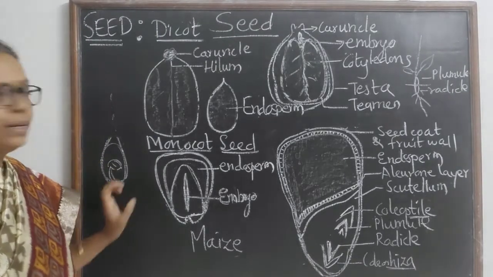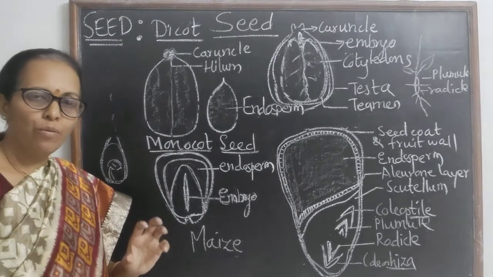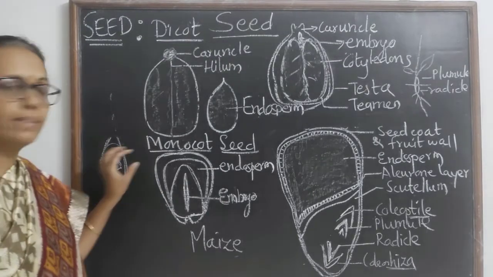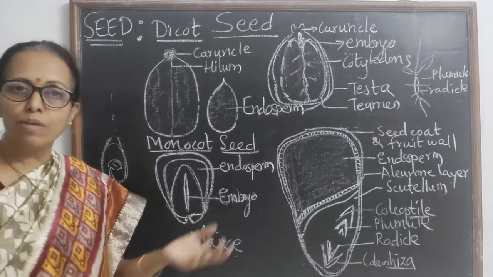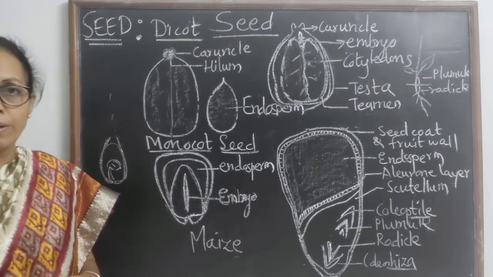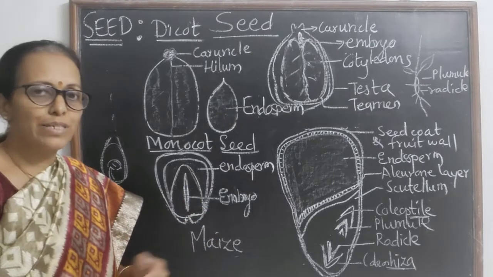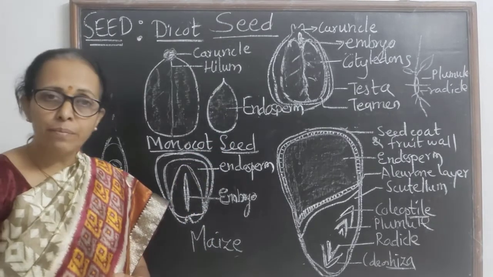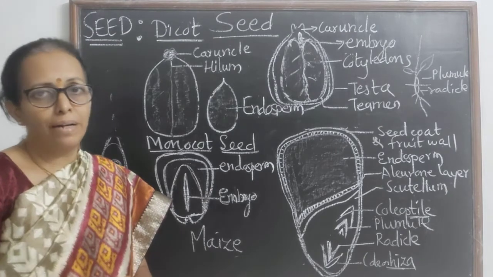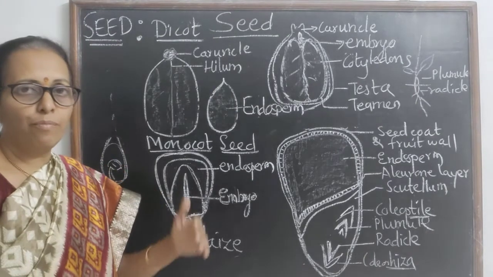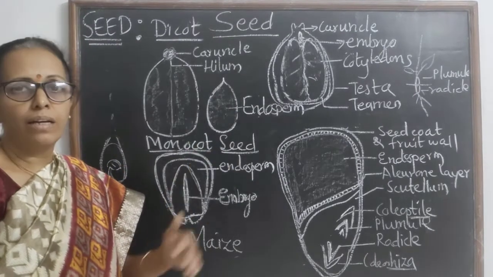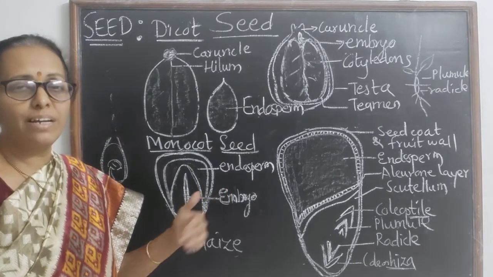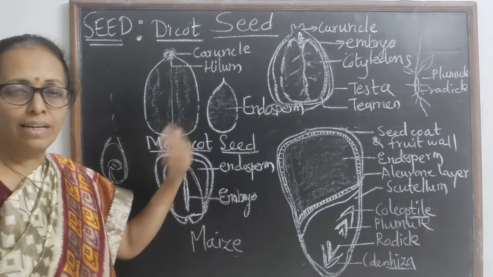So this seed contains the embryo, which is the future plant. When we germinate the seed, it is going to give us a new plant. But in terms of agriculture, if we want to define the seed, any part of the plant from which we can give rise to a new plant, that is able to generate a new plant, we call it a seed.